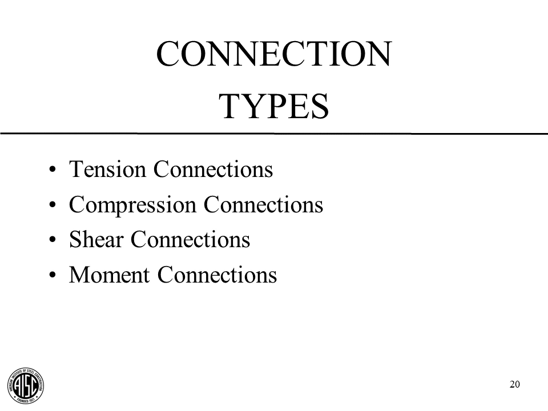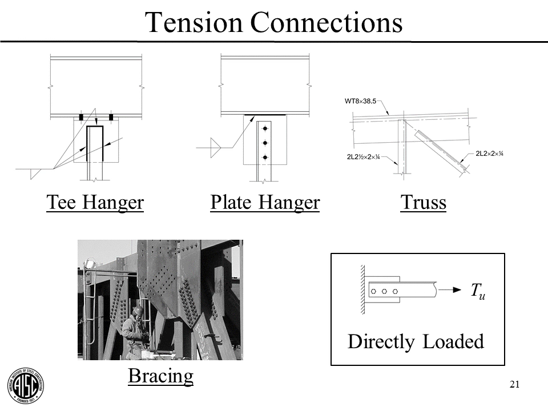Okay, so what are the connection types? We can break these into four pretty good sized, broad groups of tension connections, compression connections, shear connections, and moment connections. So let's see some examples of the different kinds. For tension connections, we have several examples on this slide. Here you have a T-hanger. Imagine this angle is in tension. So this is a tension connection.